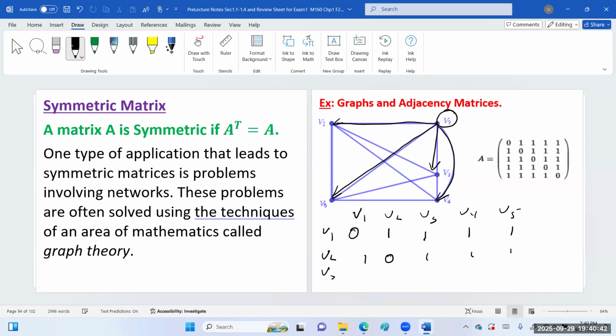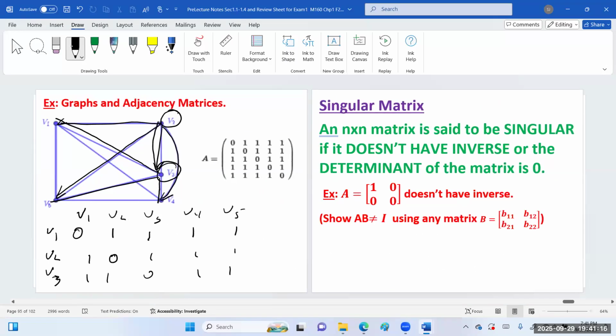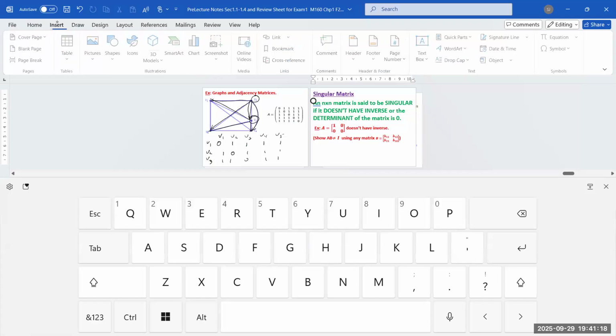And then you do V3. So V3 is here. From V3, you can go to V1, V2, V4 and V5, but you cannot go from V3 to V3, there is no path. So 1, 1, 0, 1, 1. And you keep doing that, and at the end, you'll see that this is actually a symmetric matrix. All the rows and columns are the same. However, not every adjacency matrix will give you a symmetric matrix.